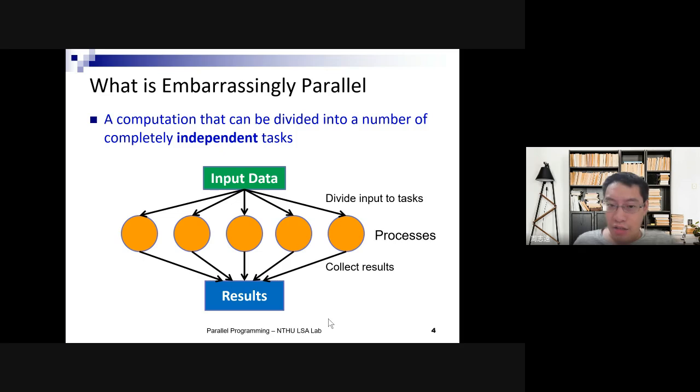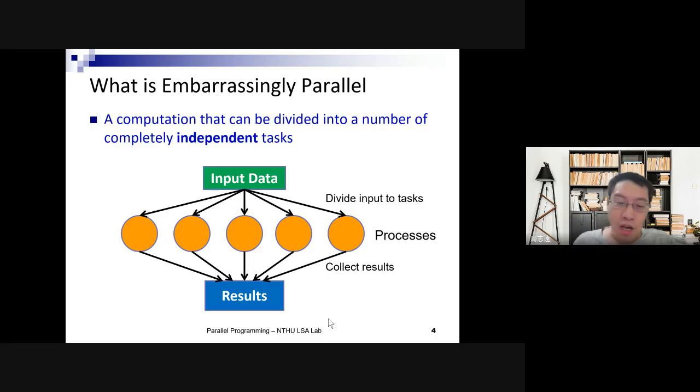Of course, this is an ideal case, and this is one of the parallel computing methods we would like to see. As you can see, the communication or synchronization will only happen at the beginning of the computation, when you try to scatter the input data or initialize the state, or at the end of the parallel computation, to collect or aggregate the results. But within the parallel computation, there's no communication or synchronization. So they are completely independent tasks.